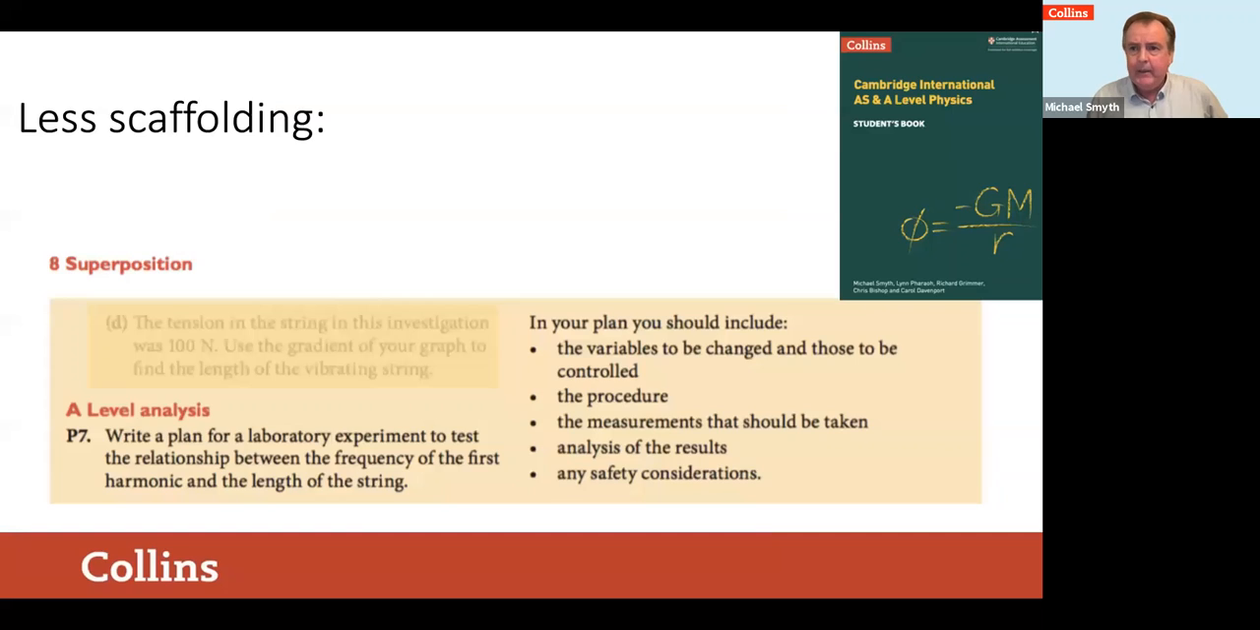Just jumping ahead a little bit to chapter 8 in the same book, I've pulled out here the A-level analysis question from that experimental skills section, and you can see here how the scaffolding is greatly reduced. So we're expecting the students to develop these skills and need less support as they go along. And just remember, whenever you're trying to introduce these skills, they are higher level skills with your students, so provide that support. And then, knowing your students, you will know when to gradually withdraw that support.